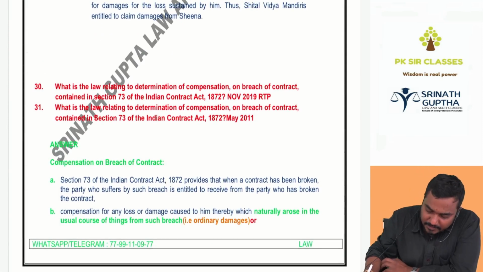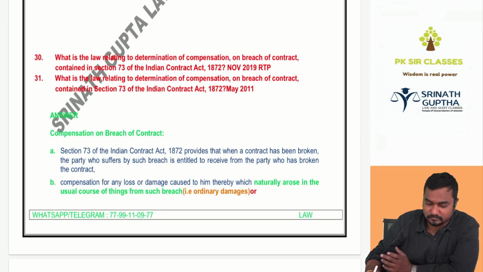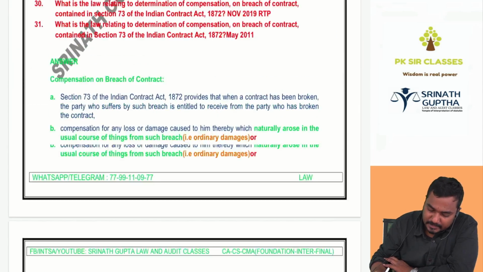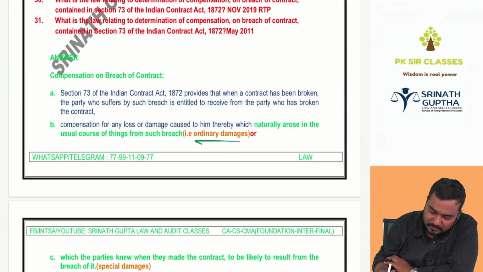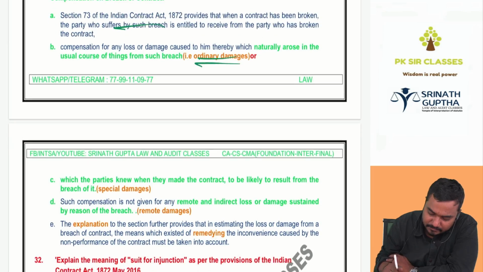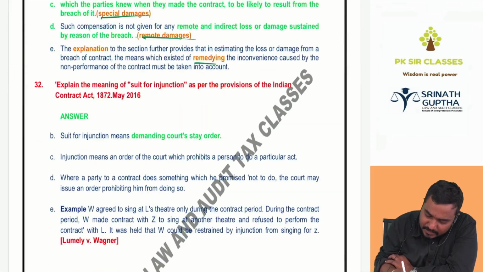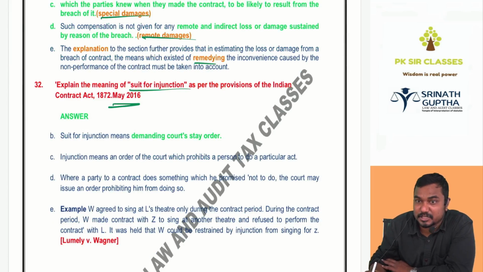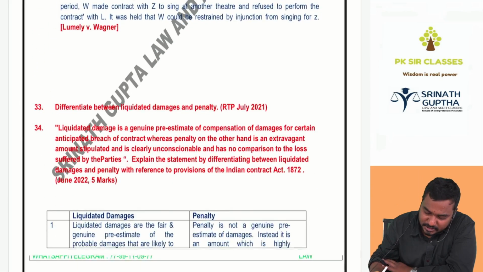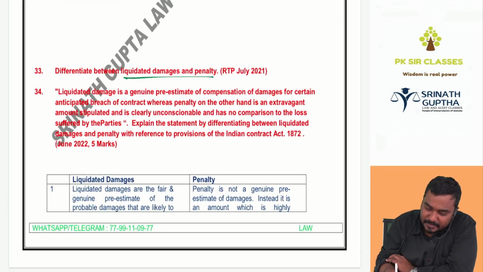What is the law relating to determination of compensation on breach of the contract under section 73? That's a question, beta. The types of damages: ordinary damages, special damages, remote damages, exemplary damages. What is the meaning of sue for injunction? It came once, beta, in 16. Sue for injunction. Injunction means demand in the court to stay order. Liquidated damages versus penalty was asked in 20 to 21.